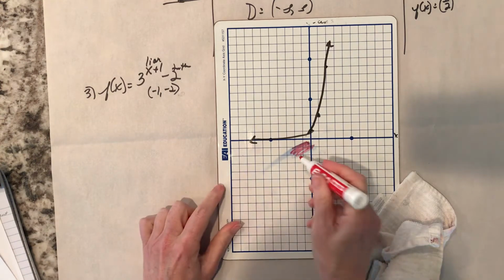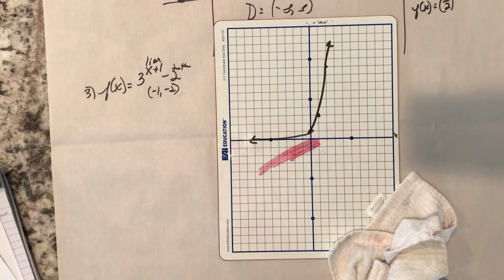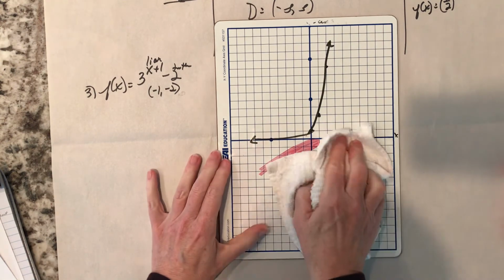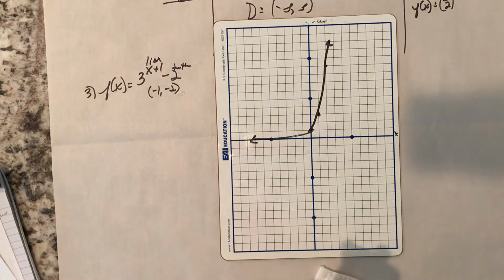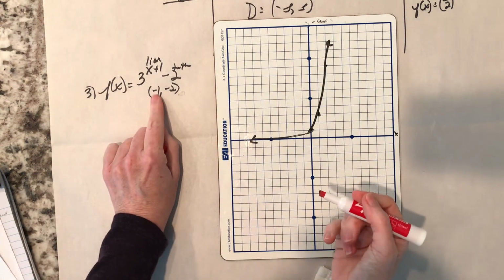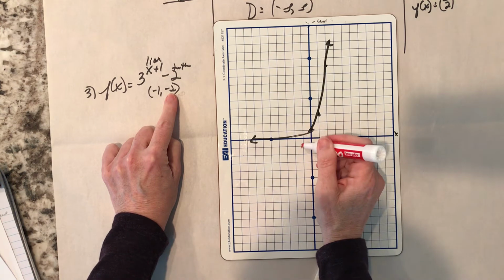Oh, I see what I did. I used another Sharpie. Go, dog. Okay, this ought to work. There we go. Lovely. Okay. So you're going to go to the left 1 and down 2 from this belly button. Over 1 and down 2.